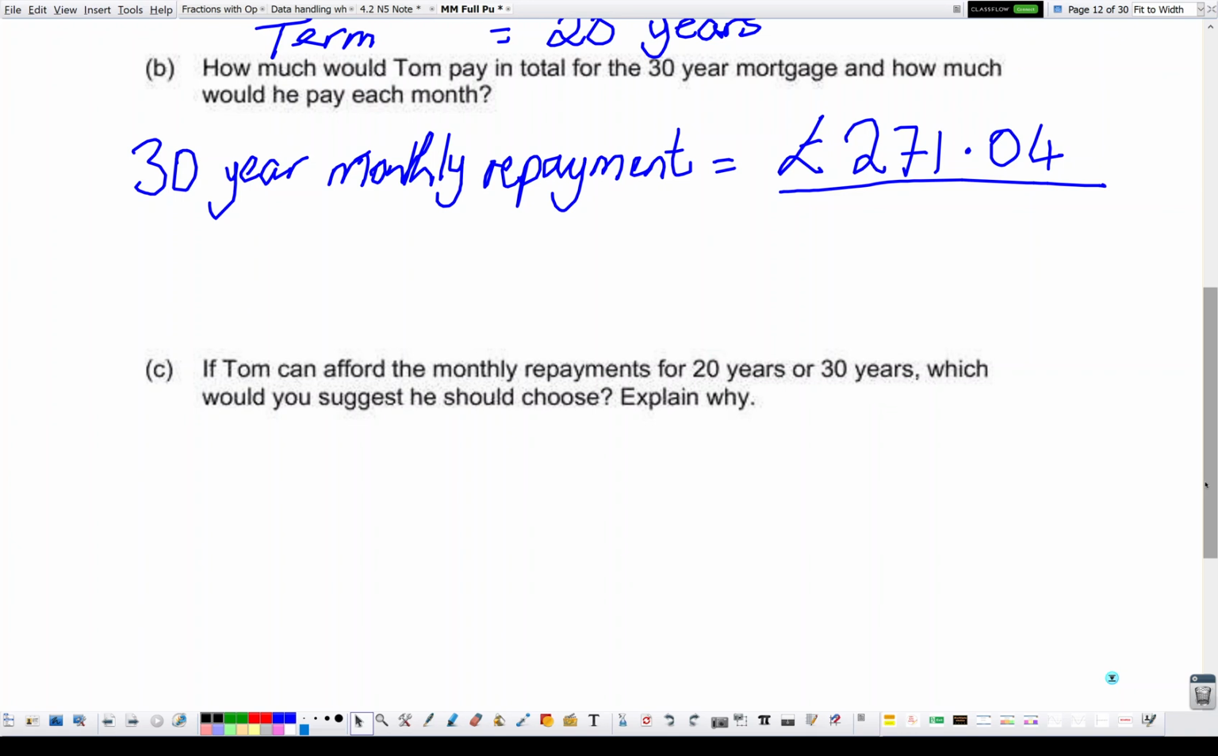Okay, write your comments in now then. Right, just make your selection. Is it 20 years or 30 years you think he should choose? And if you can, write a wee sentence as to why you said 20 or 30. Put a comment in now, please.